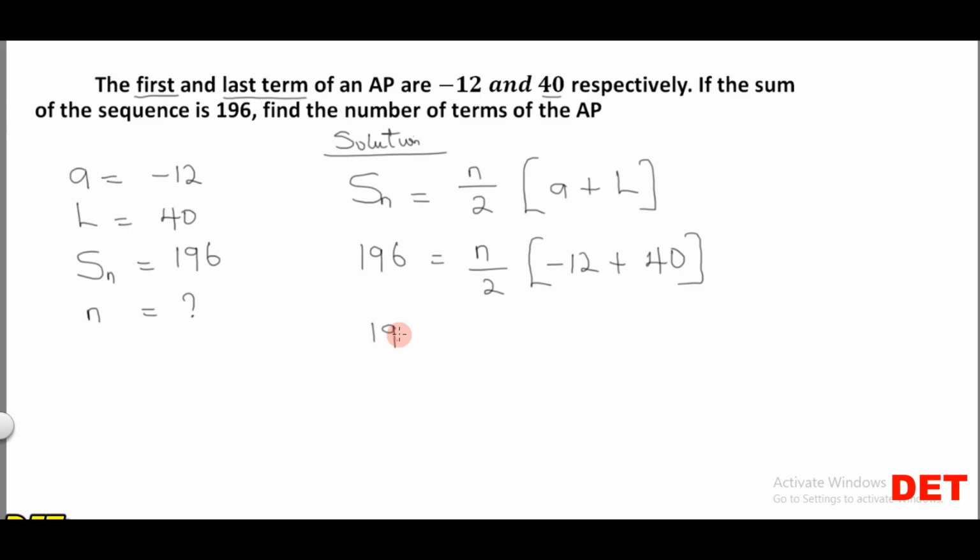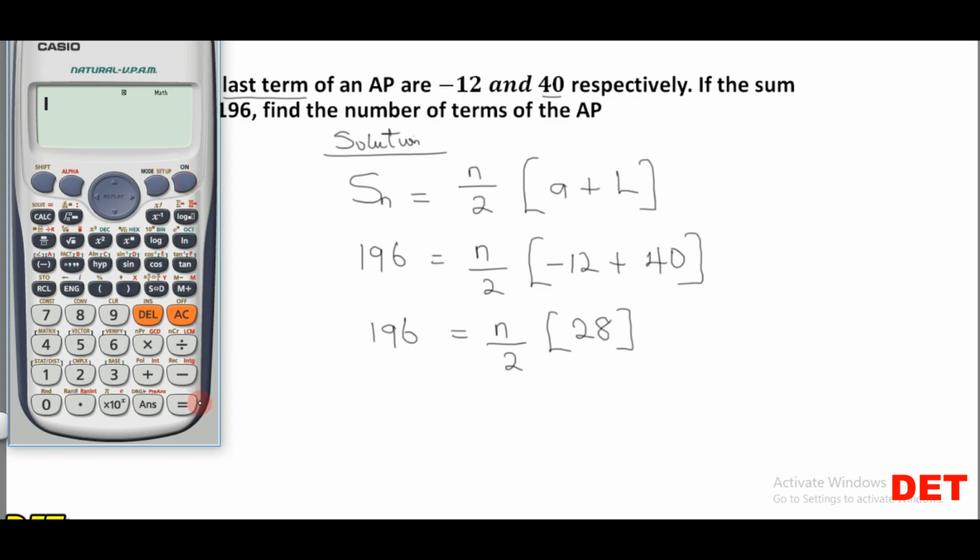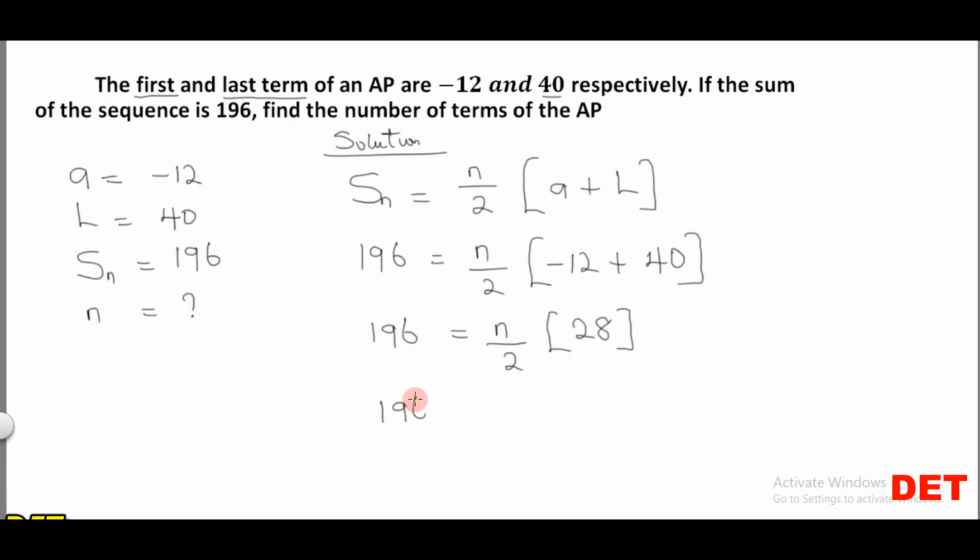So this will be 196 is equal to n all over 2, open bracket, minus 12 plus 40. Minus 12 plus 40 will give me 28. You can press that in your calculator. So the next thing I will do is to open up this bracket. So 196 will be equal to n times 28, which is 28n, all over 2.